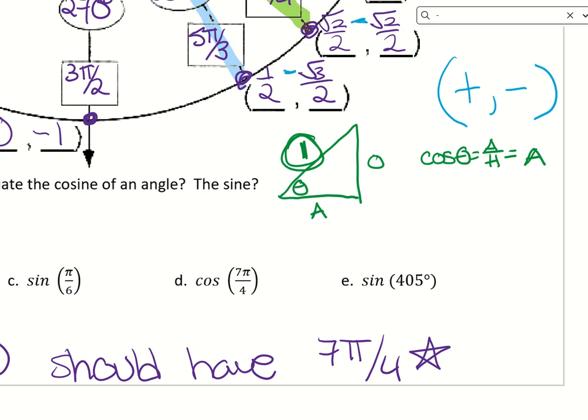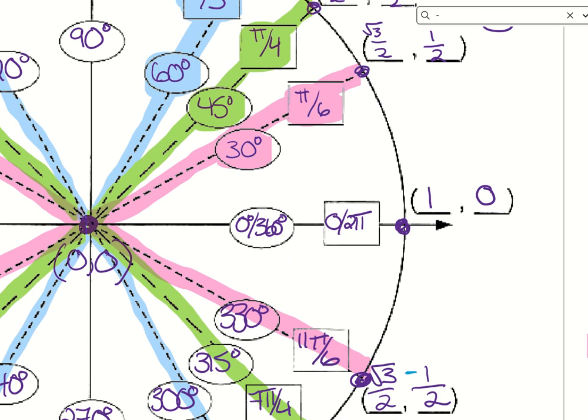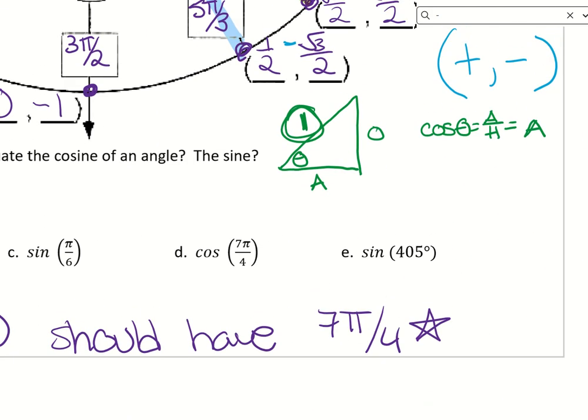Now, if we think about where that is on our triangles up here, if I were to make this into a triangle, this would be my adjacent side right here. That is the x value. So the adjacent side is always the x value. So to quickly find the cosine of an angle, the cosine of an angle can quickly be found on the unit circle by using our x output.